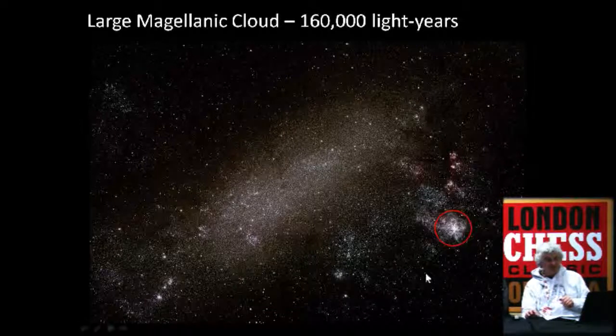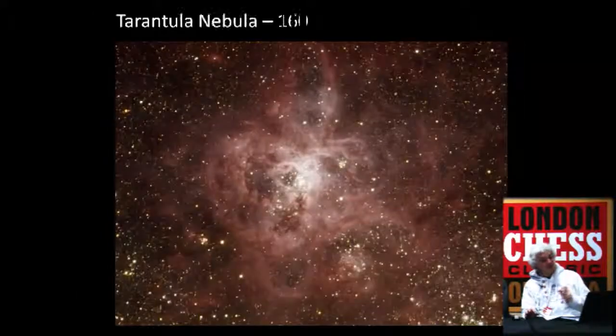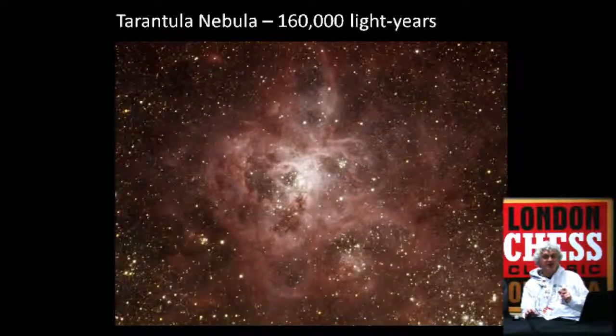Now, I'd like to draw your attention to one little area here on the lower right. Now, that is a very interesting object in its own right. It's called the Tarantula Nebula, and now I'm going to show you a close-up image I took of that part of the Large Magellanic Cloud. This is the largest star-forming region in any of the nearby galaxies.